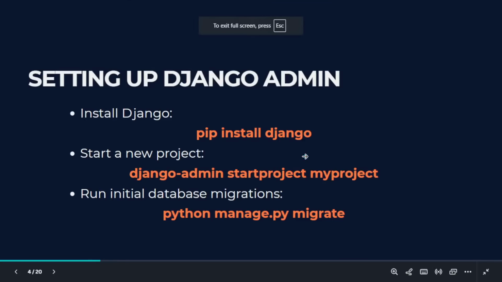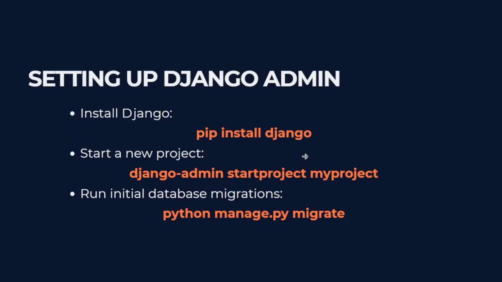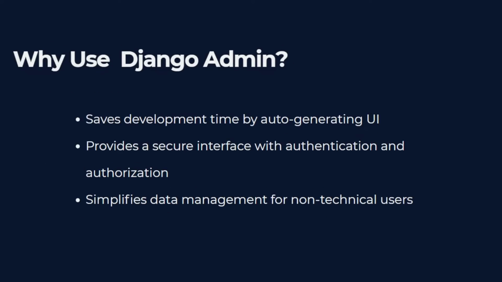Now we're going to learn about setting up Django admin, how to set it up. Okay, before that, why use Django admin? Because it saves development time by auto-generated UI. We don't have time to create a new one, because we already have pre-built functions, pre-built things in Django. So basically it saves time, saves development time by auto-generated UI.